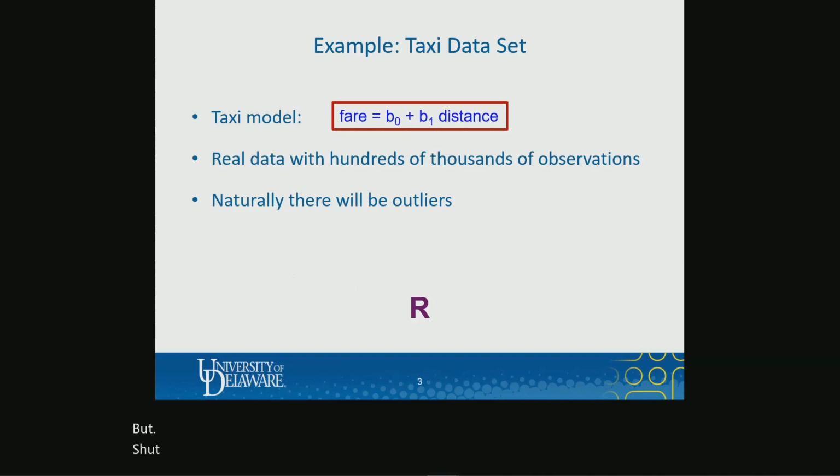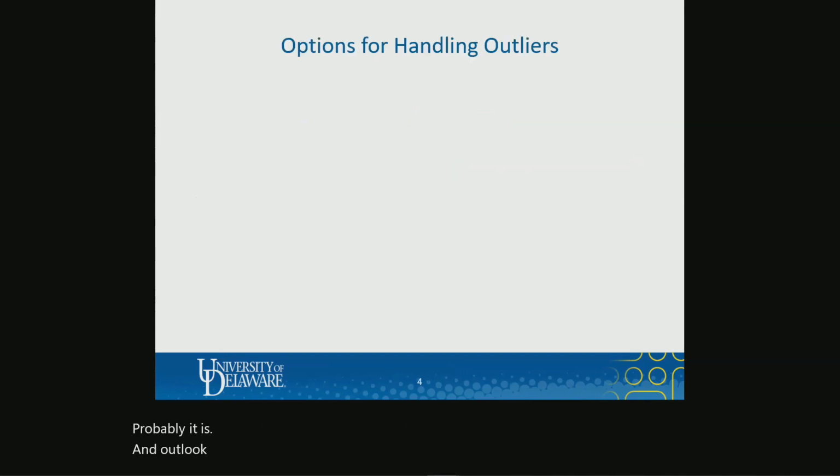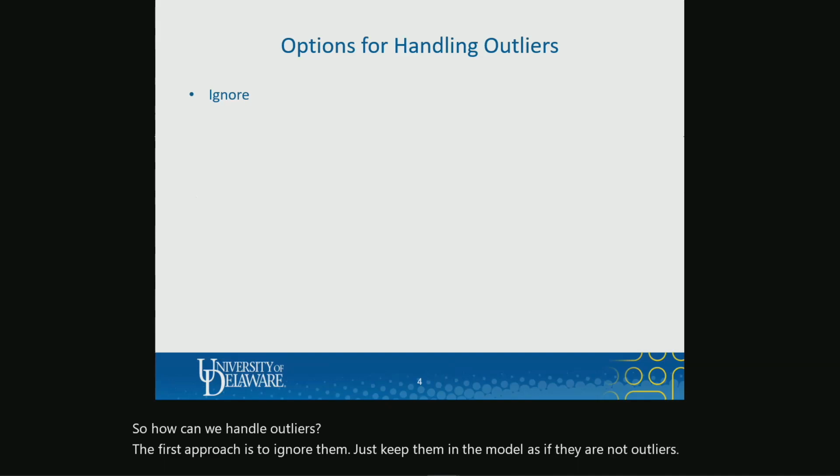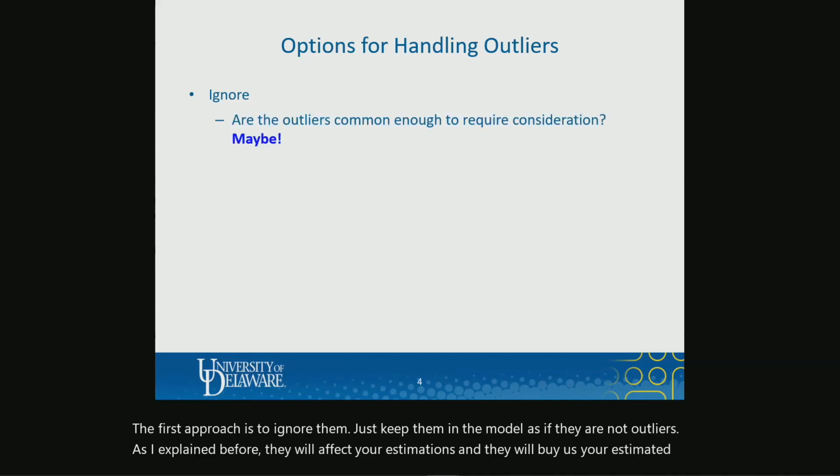So the example is about fare versus distance. Generally, when we go longer distances, the fare should be higher. Naturally, that's what we expect. So if we see anything unusual, probably it is an outlier. So how can we handle outliers? First approach is to ignore them. Just keep them in the model as if they are not outliers. As I explained before, they will affect your estimations, and they bias your estimations.